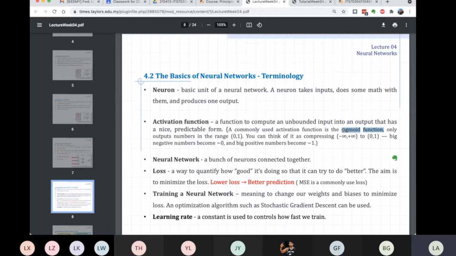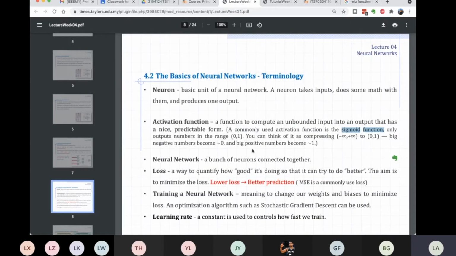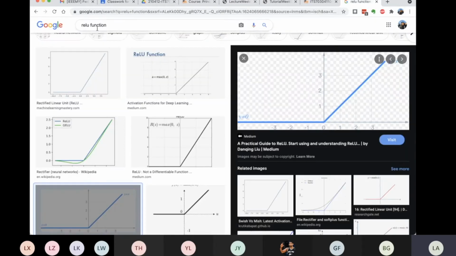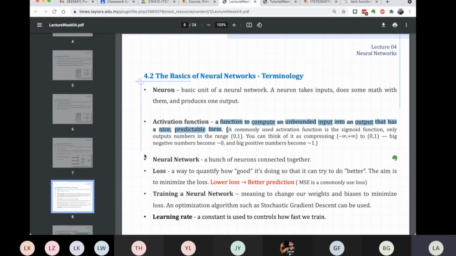This is our common activation function, but we also have other common activations such as ReLU. This is the activation function here, the line where y equals 0 and where y equals x. We're going to get all the positive values. But if we use the sigmoid function, we're going to get a value between 0 and 1. Other than that, we also have other activation functions such as the hyperbolic tangent. Okay, next we have the neural network. This is another terminology. It means a bunch of neurons connected together.